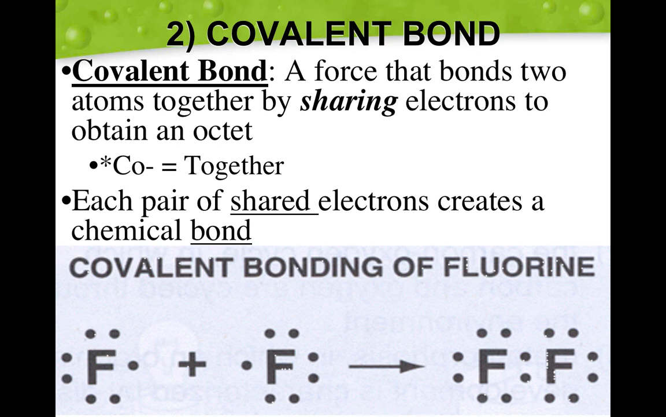So if you look at the picture below, you see 2 fluorine atoms. Each of them has 7 dots or 7 valence electrons around themselves. They're each missing 1 electron. So what they do is that they each take those single electrons that they each have, each one of them has 1, and look on the right-hand side, you'll see that they're both sharing those 2 electrons. That is called a covalent bond.